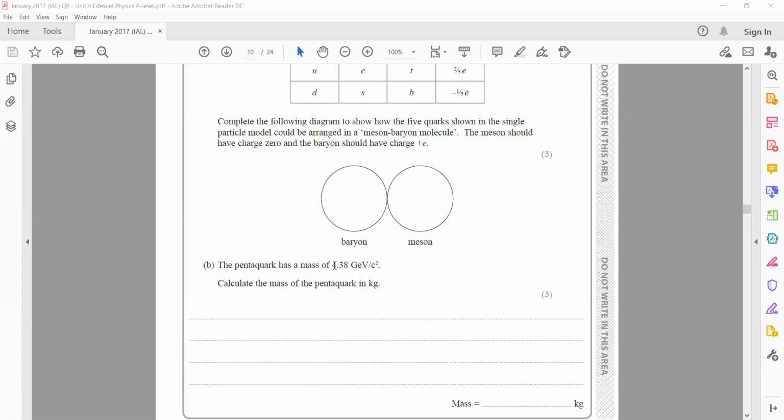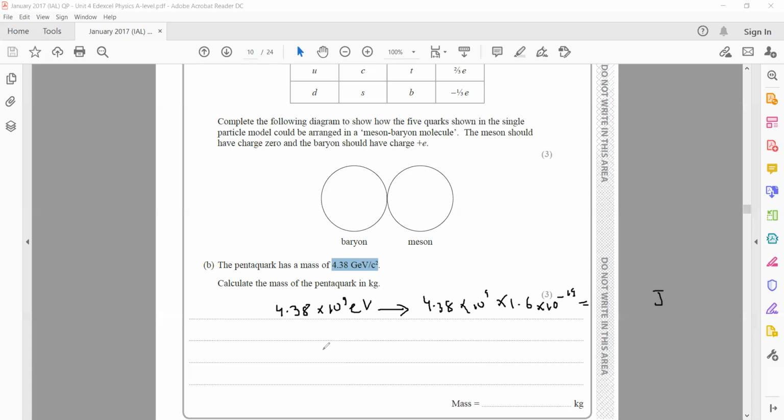Pentaquark has a mass of 4.38 giga electron volt per c square. Calculate the mass in kilograms. In the same way, first you will convert this into energy: 4.38, giga means 10 power 9, electron volt. That's the equivalent energy it will release, but you will convert this electron volt into joules. So you will multiply 4.38 into 10 power 9 multiplied by 1.6 into 10 power minus 19. When you multiply them, you will get joules.